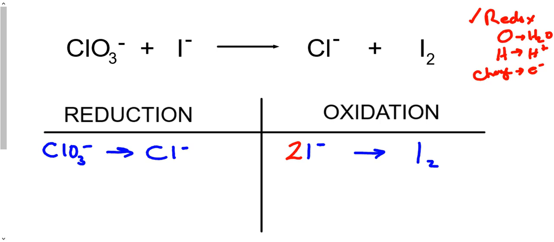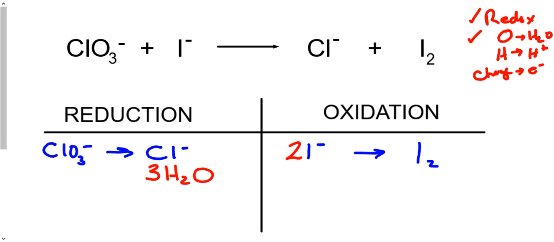Step 2, balance oxygens by adding waters as needed. Now there's no oxygens in the oxidation half reaction, so we don't have to worry about it there. But for the reduction, we can see that there are 3 oxygens as reactants and none on the product side. So to correct that, I'm going to add 3 water molecules. Each water molecule is bringing 1 oxygen with it, so now I've got 3 O's before and 3 O's after. This step is done.